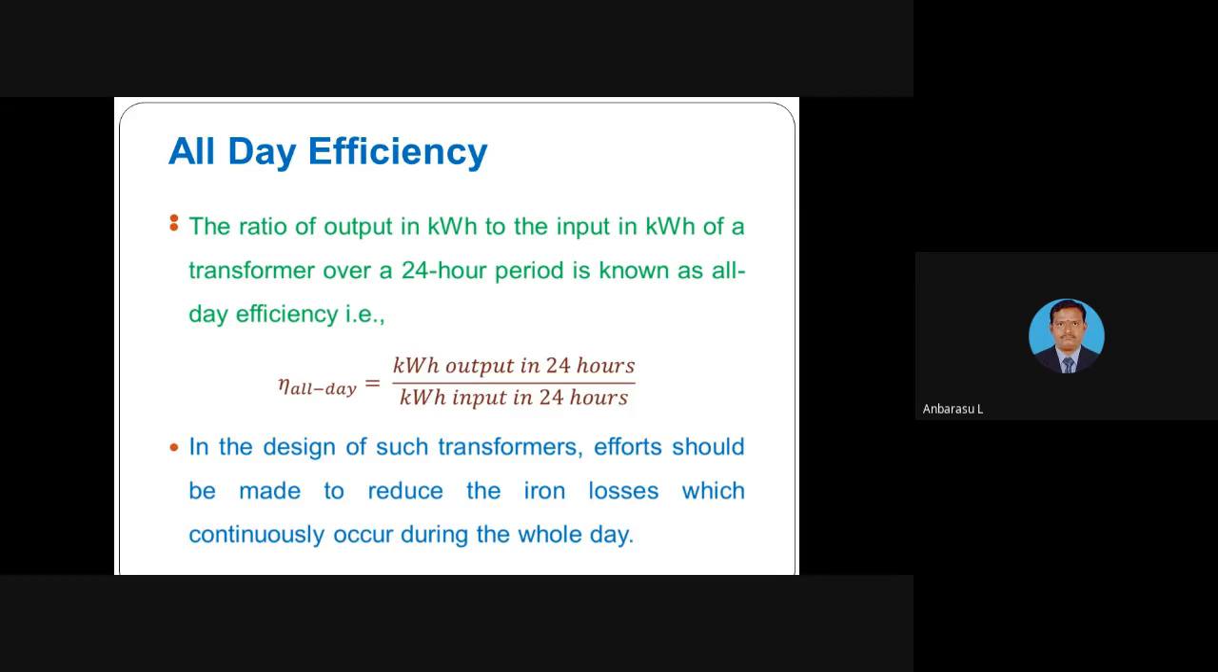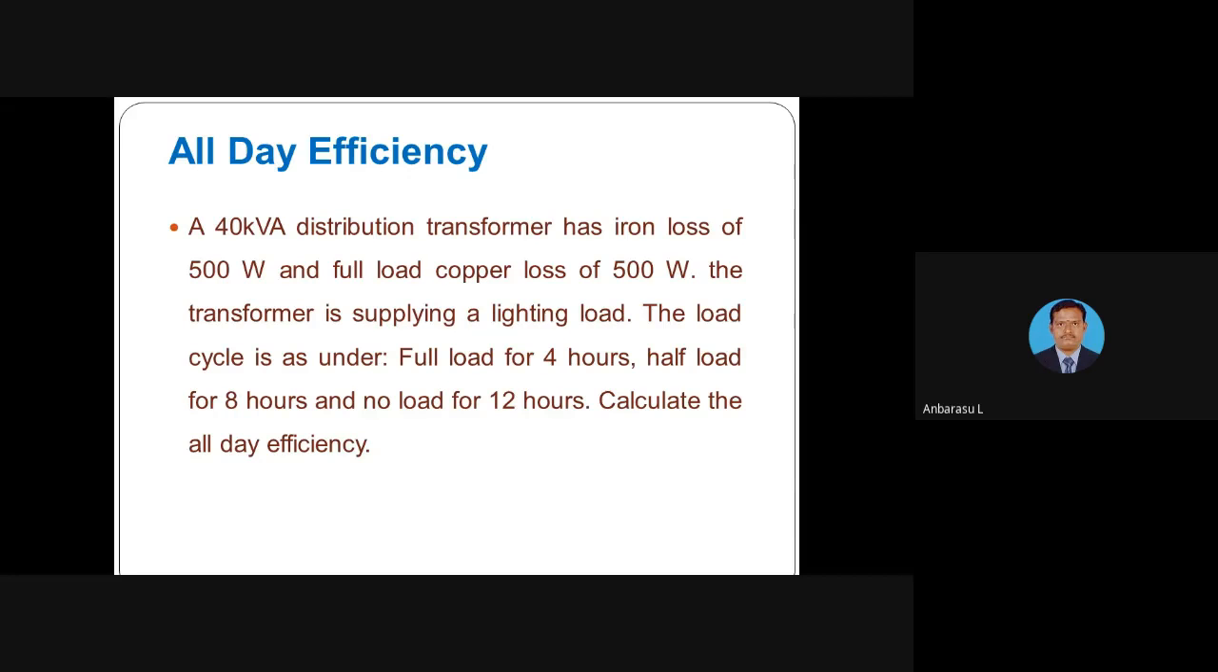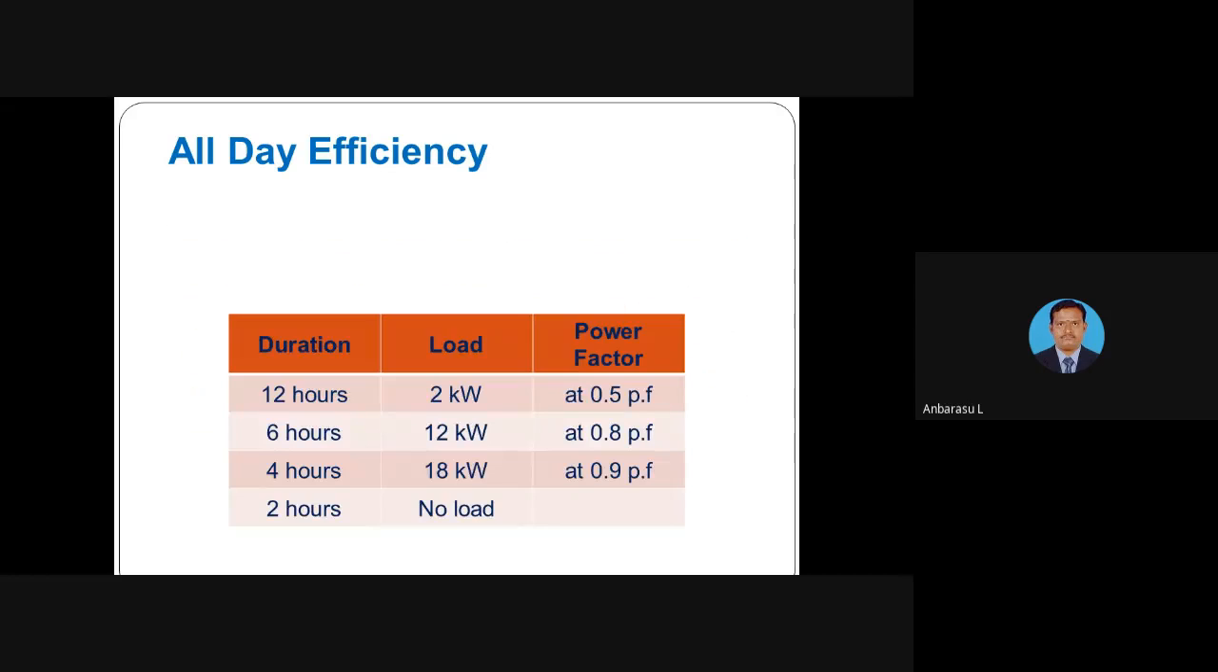Here is the definition: all day efficiency is the ratio of output energy in kilowatt hours to the input energy in kilowatt hours of a transformer over a 24-hour period. In the design of such a transformer, efforts should be made to reduce the iron losses, which occur continuously during the whole day. Here are some practice problems for all day efficiency.